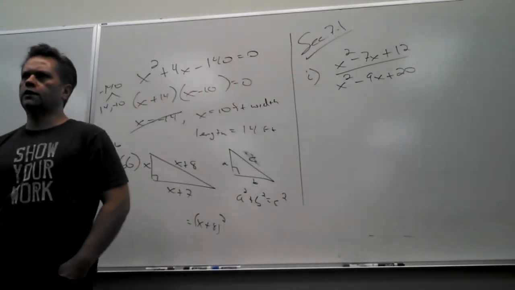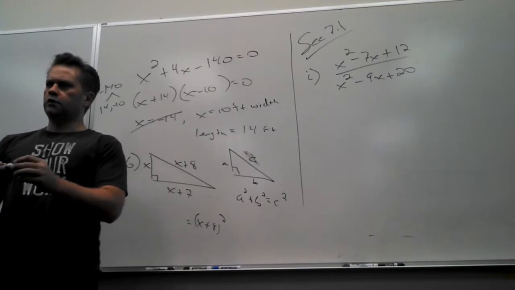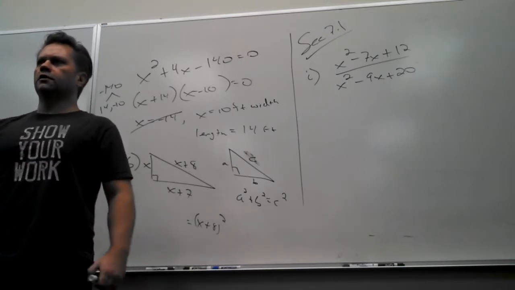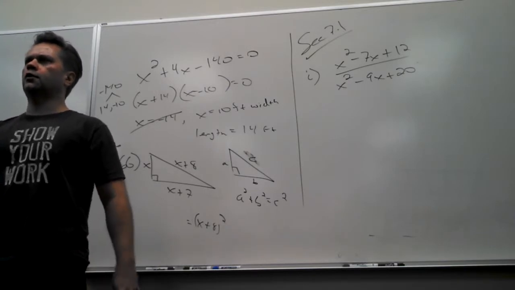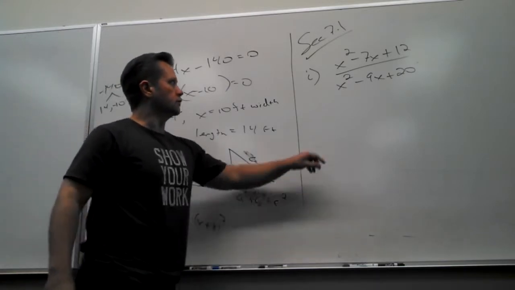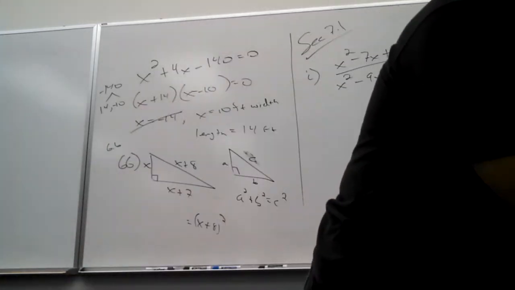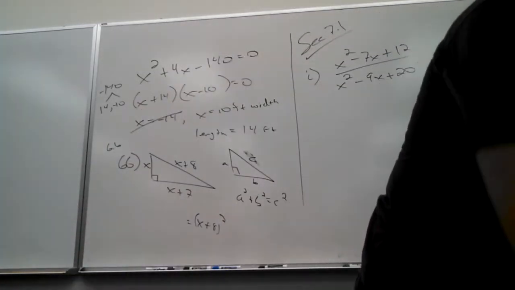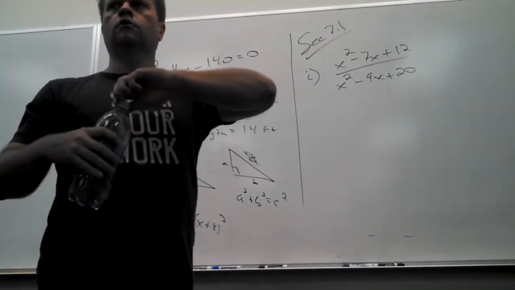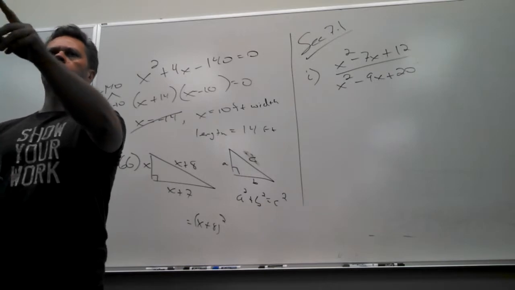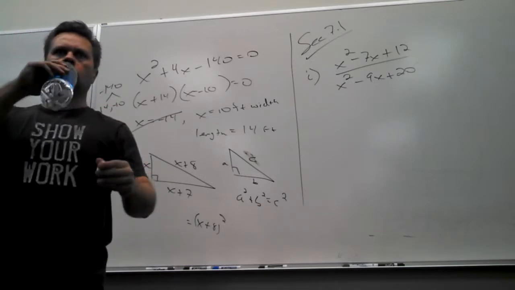So this is a good example of what to be careful about with this. It's very human to want, for example, to cancel the x squares. Why can't you cancel these x squares? Say again? Nope. Say again? They use subtraction on a division problem.